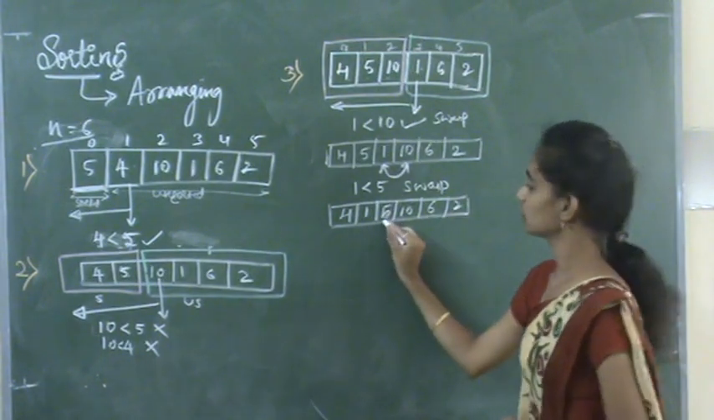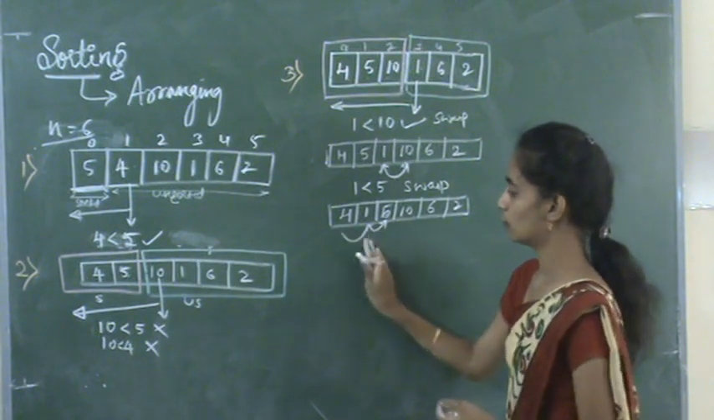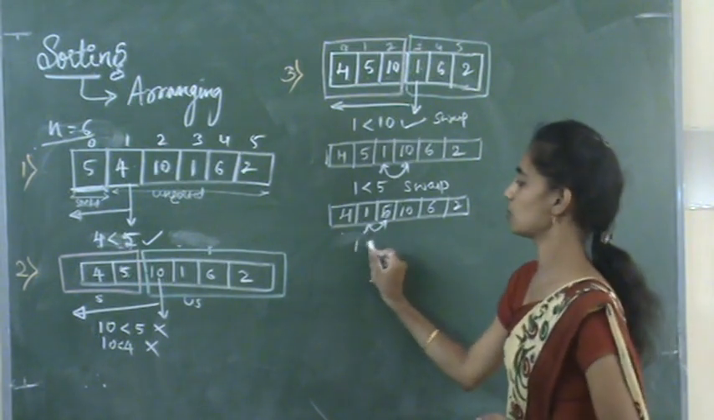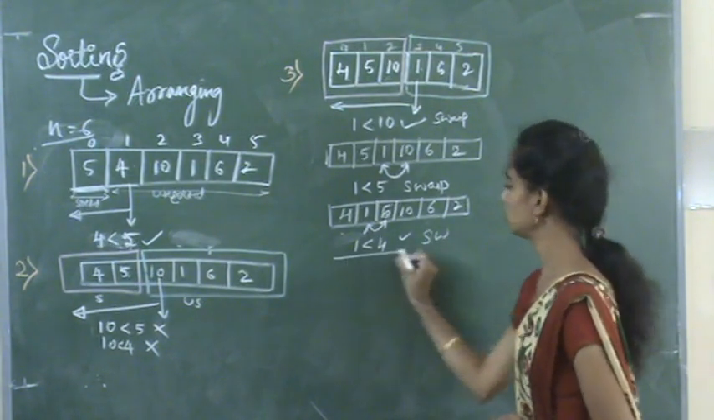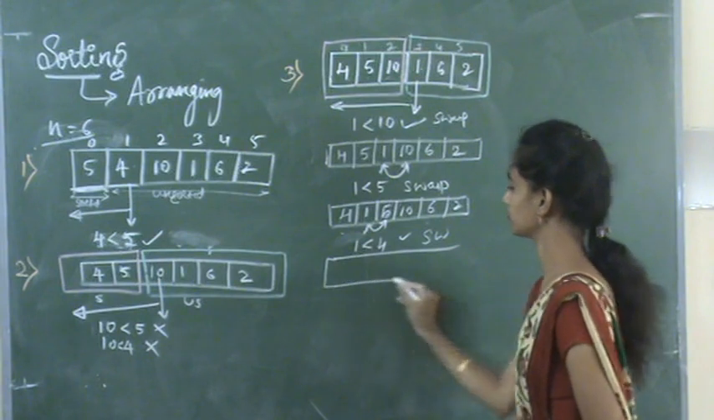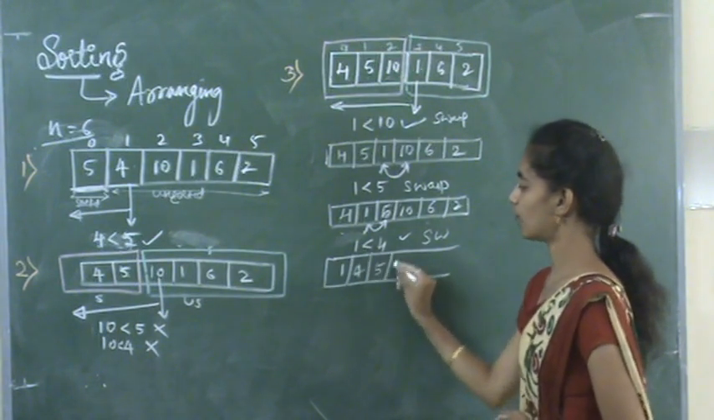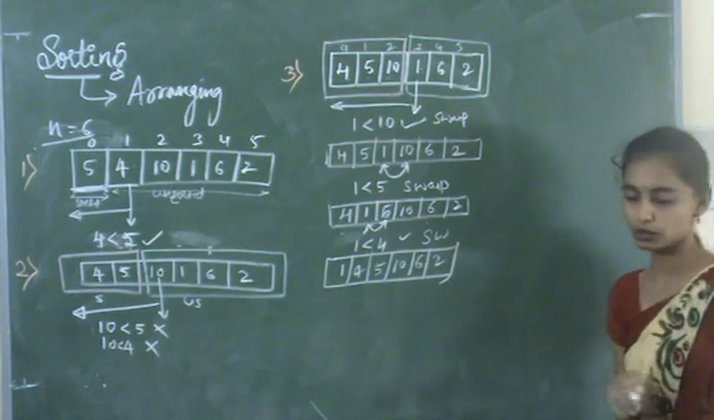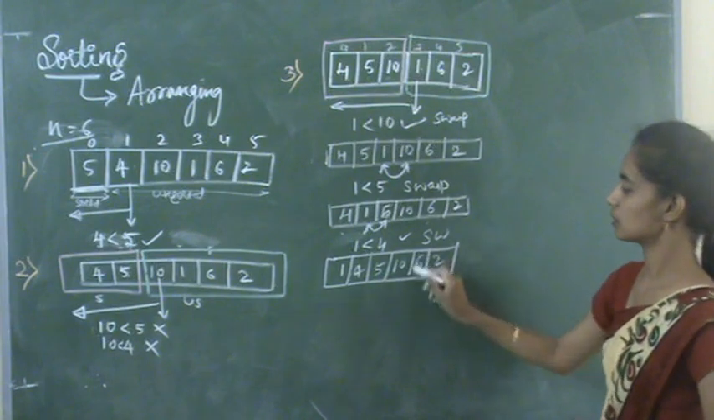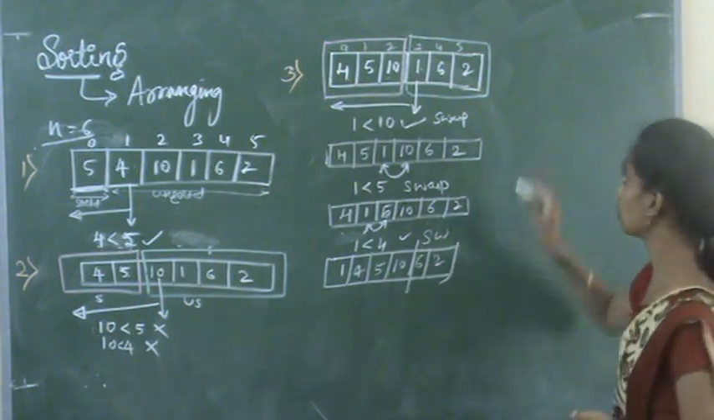Now again this is swapped. Now I need to compare this element to this one. 1 is less than 4, true, swap again. Now the array becomes 1, 4, 5, 10, 6 and then 2. So in this, the first part is sorted here, and this is the unsorted array.